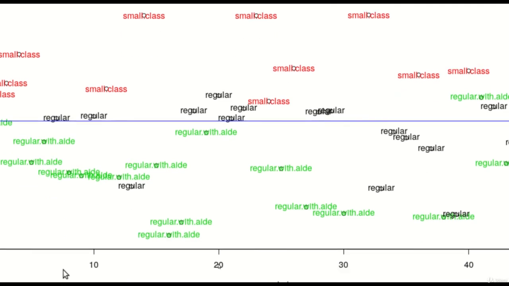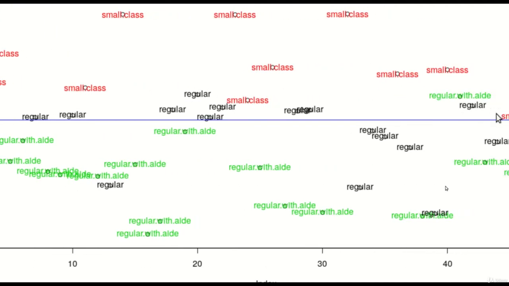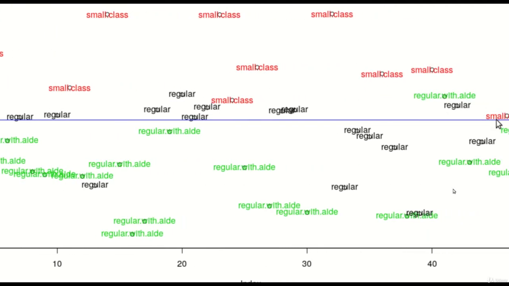Also, you can see that there's a clear distinction between a small class and a regular class with an aid. However, you can already see that there's not much of a difference between a regular class, that's in the black, and a regular class with an aid, and there's not much of a difference between a regular class and a small class. So this is another reason why our model is not doing very well. It's not discriminating between the black color when compared to the red and when compared to the green. That is our primary problem here.